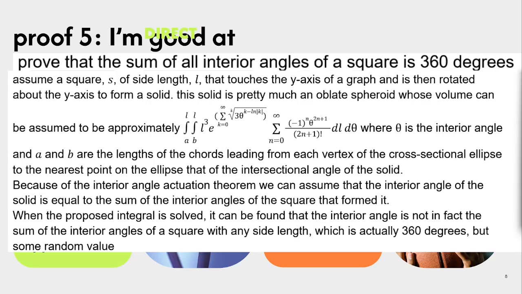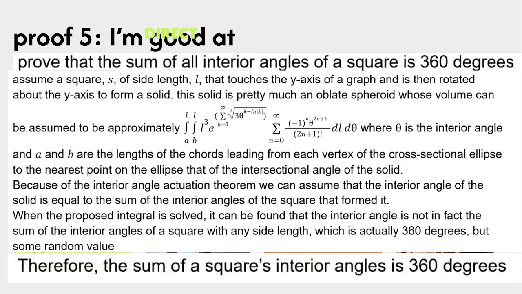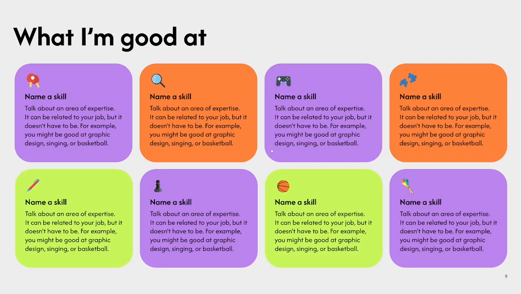Because of the interior angle actuation theorem, we can assume that the interior angle of the solid is equal to the sum of the interior angles of the square that we used to form it. So when the proposed integral is solved, it can be found that the interior angle is not, in fact, the sum of the angles of a square with any side length, which is actually 360 degrees, but it equals some random value instead. Therefore, the sum of a square's interior angle is 360 degrees.